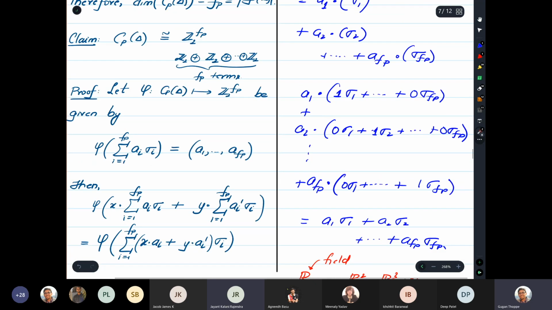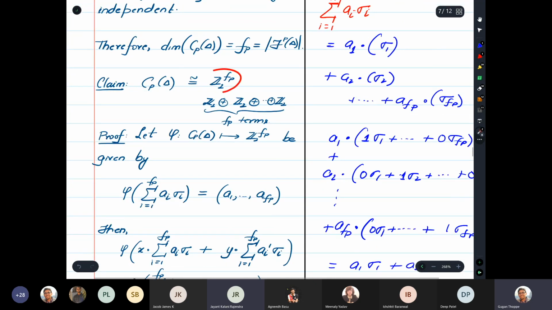Now let's come back to what this Z2 to the power Fp is. Z2 to the power Fp is, you take Z2, this is a vector space. As I said, a field can be viewed as a vector space over itself. So this is a vector space over Z2, this is a vector space over Z2. You take their direct sums, and how many direct sums do you have to take? You have to take Fp many direct sums.